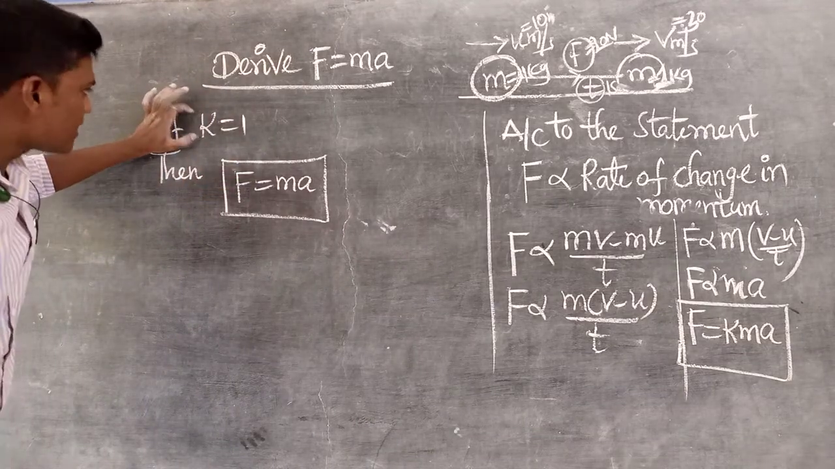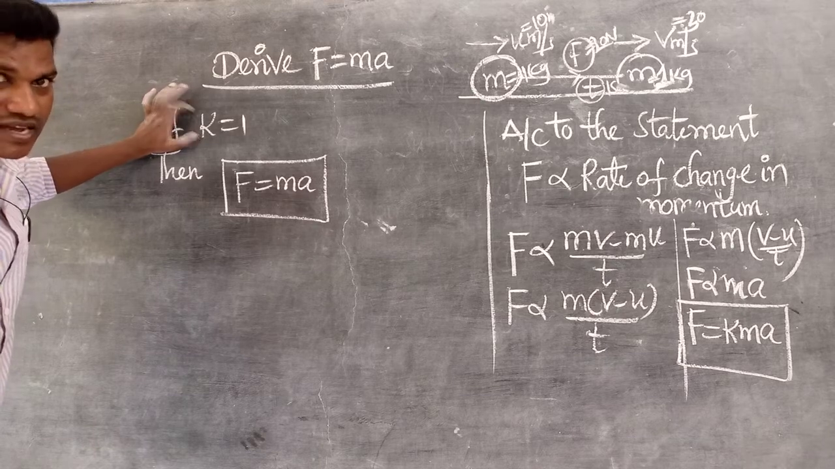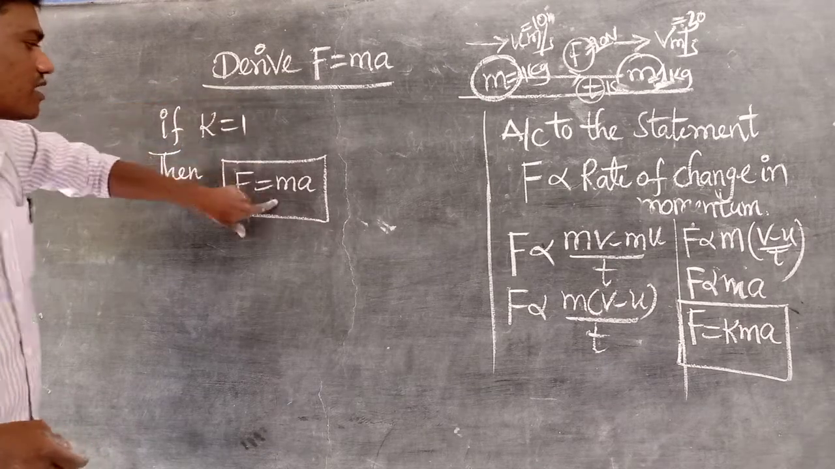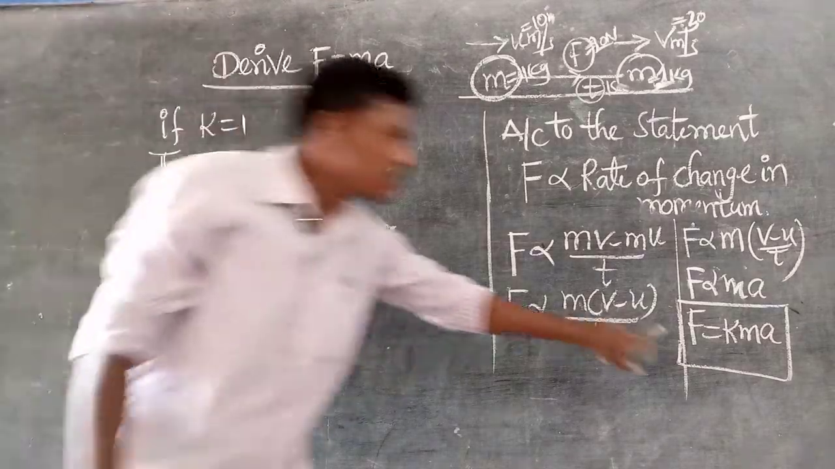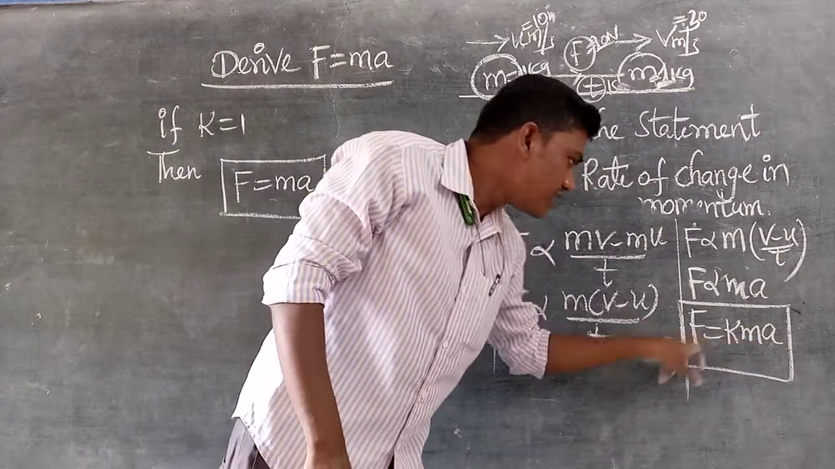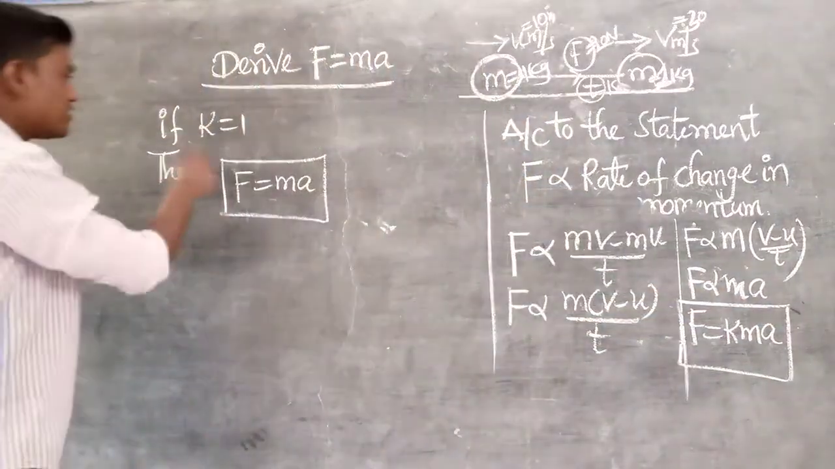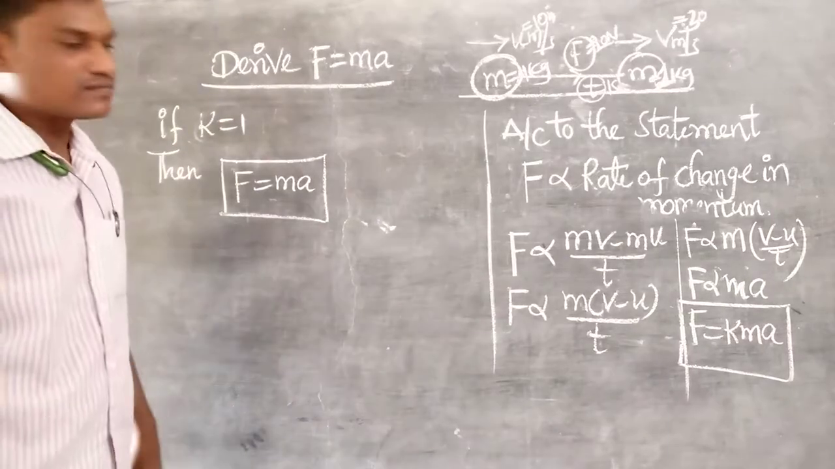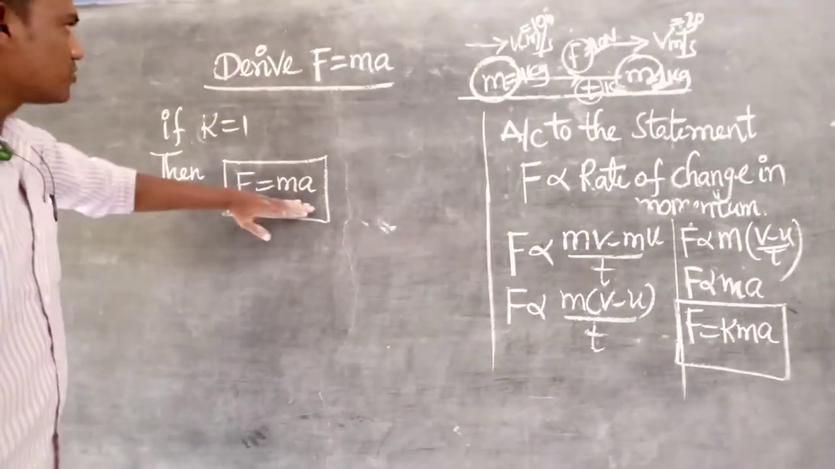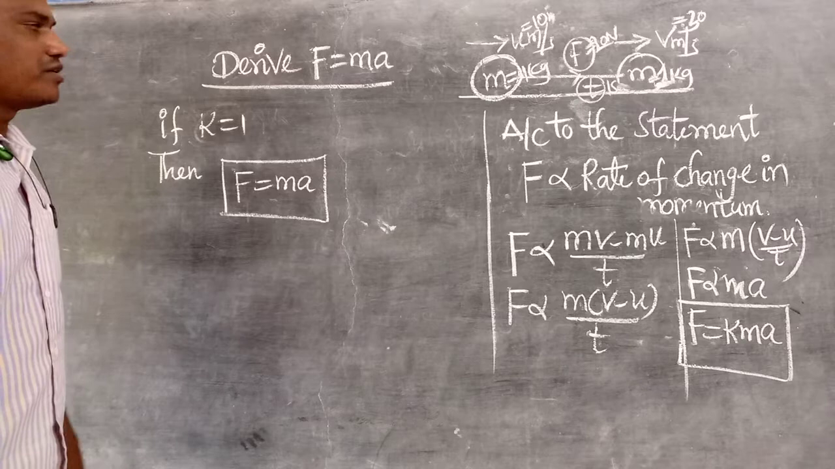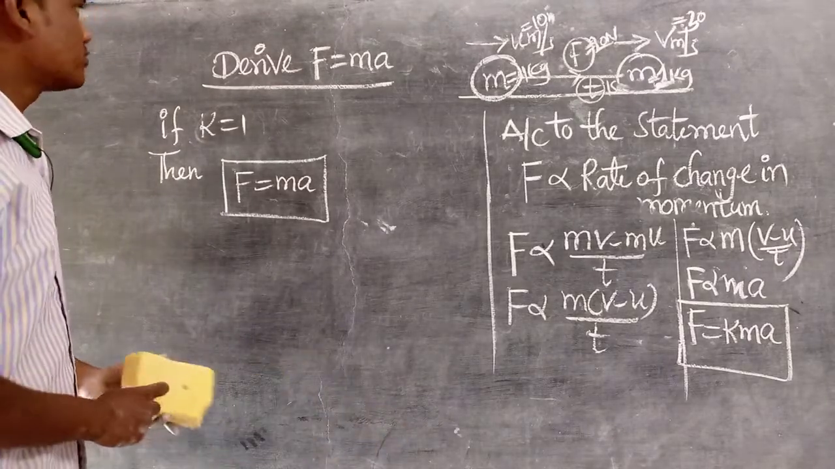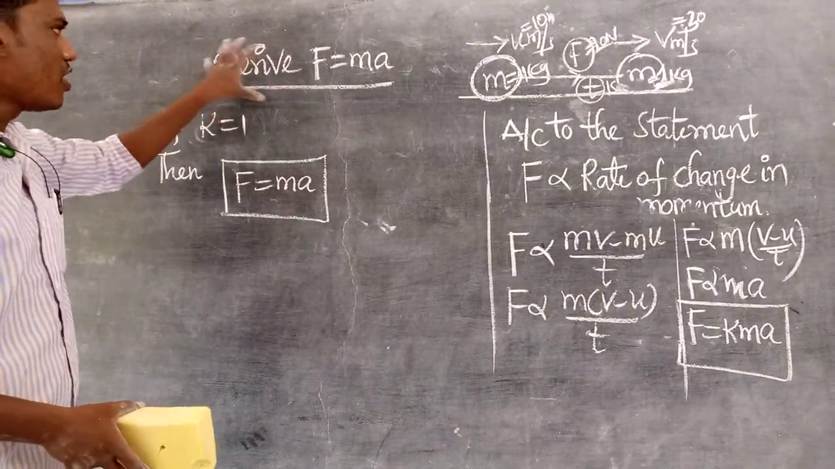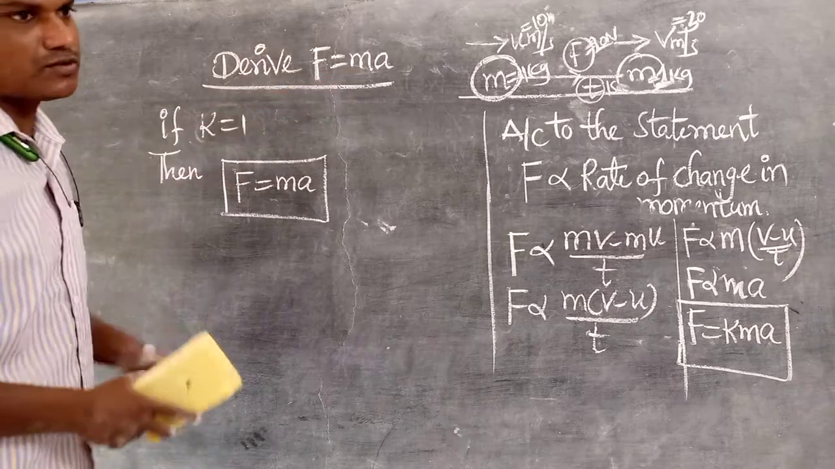In which cases is k equal to 1? Is it correct or not? If k equals 1, what is the remaining one? So F is equal to 1 into ma, then F is equal to ma. In which cases does k equal 1? That is in this case. Up to this one, we can derive Newton's second law of motion. From Newton's second law of motion, we can derive F is equal to ma.